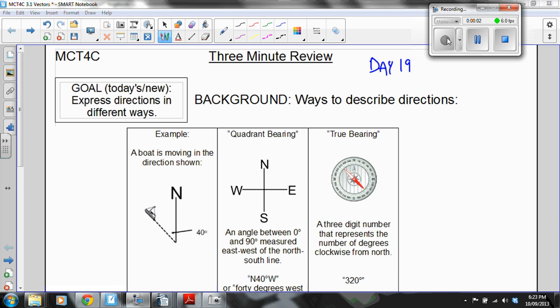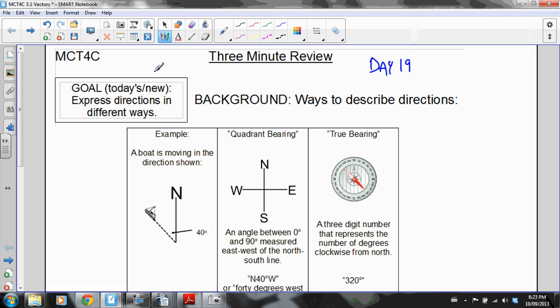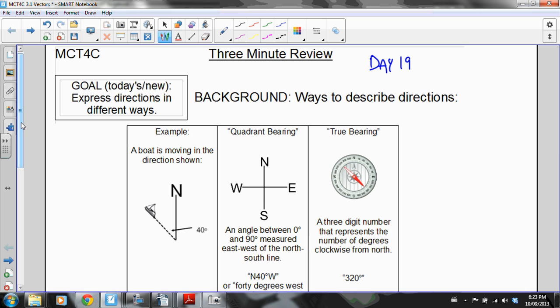All right, this is MCT4C, day 19, first day of the new unit. The new unit is on vectors, and vectors are kind of a new math thing for us. They're a new way of operating with math stuff, so it's going to be kind of different. If you've taken some physics before, you've probably done some vector math in physics.